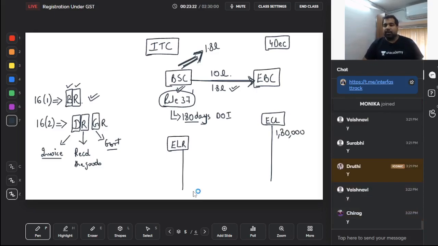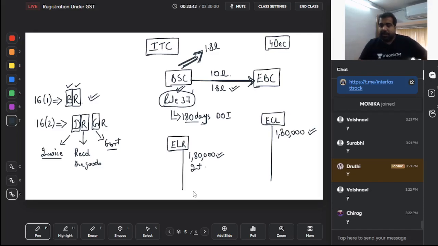And how do you reverse it? You'll have to pay this back to us in the electronic credit ledger. And not just that, you will have to pay us interest at 18%. From which day? From the day you avail the credit till the day you actually pay us the money. You need to pay us interest as well.